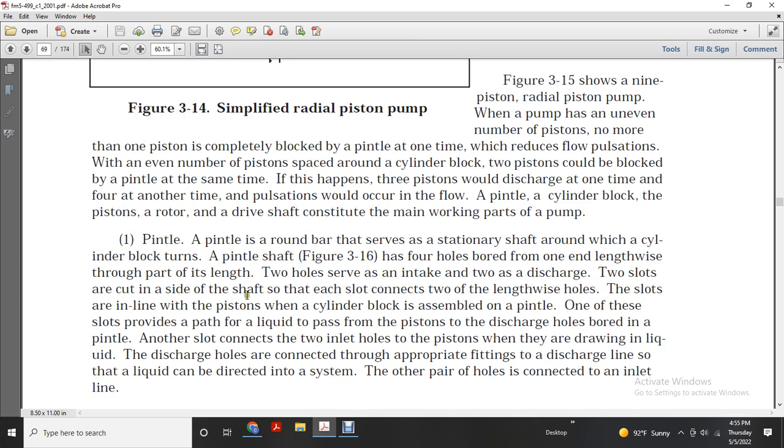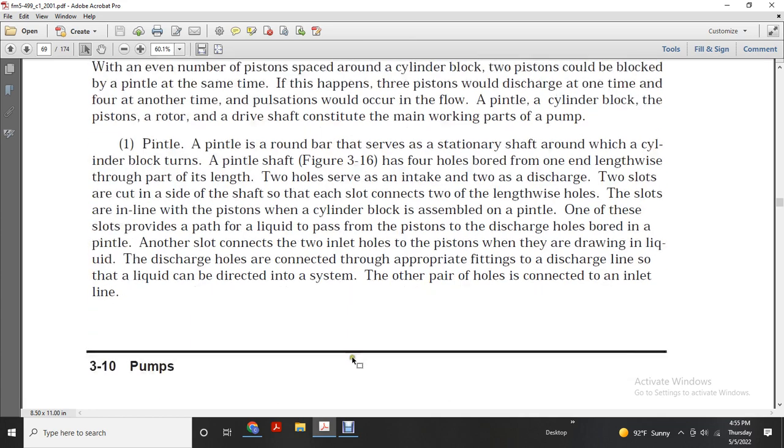The slots are in line with the position of the cylinder block assembled onto the pintle. One of these provides a path for the liquid from the piston to the discharge holes bored in the pintle, and another slot connects with the two inlet holes. When the pistons are drawing liquid, the discharge hole will be connected with the appropriate fitting on the discharge line so that the liquid can be directed to the system. The other pair of holes is connected with the inlet line.